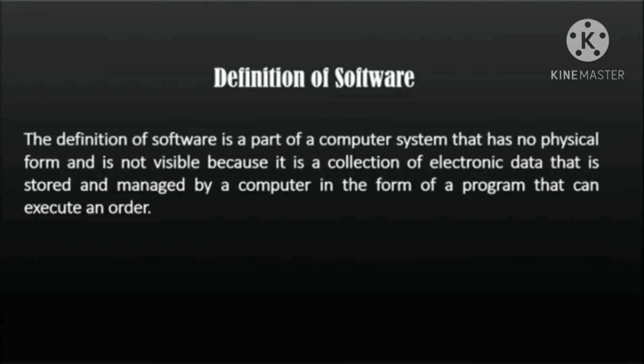The definition of software is a part of a computer system that has no physical form and is not visible, because it is a collection of electronic data that is stored and managed by a computer in the form of a program that can execute an order.